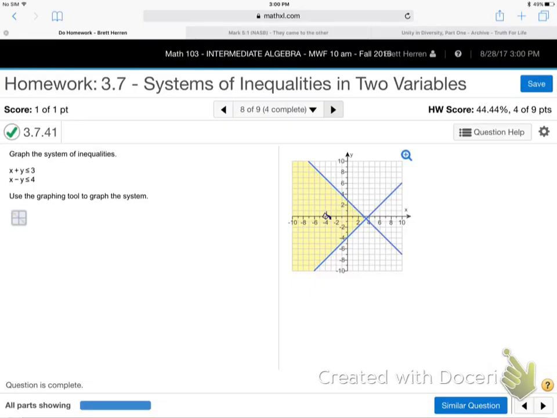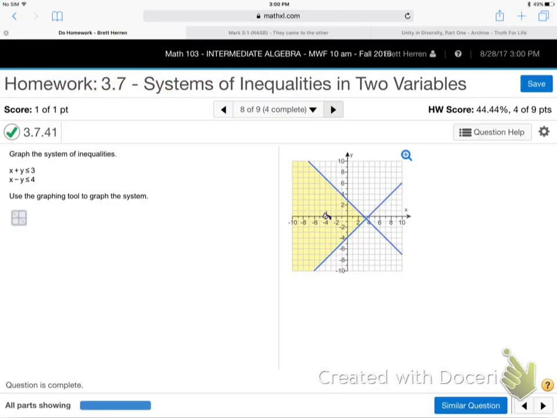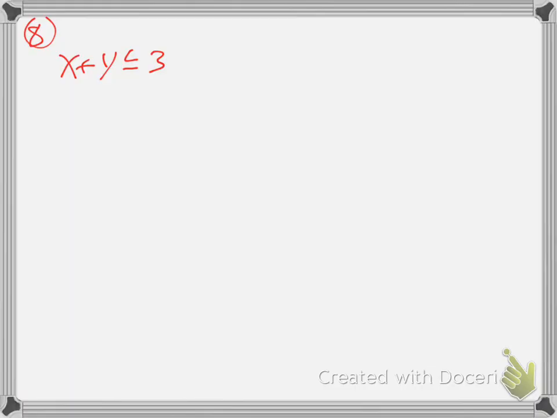Okay. Number 8. In fact, let me just make them nice. X plus Y is less than or equal to 3. X plus Y less than or equal to 3. Number 8. What's the other one? X minus Y less than or equal to 4. Okay, try that one. And that's all they had, right? Just those two? Yeah. All right, so try that one.